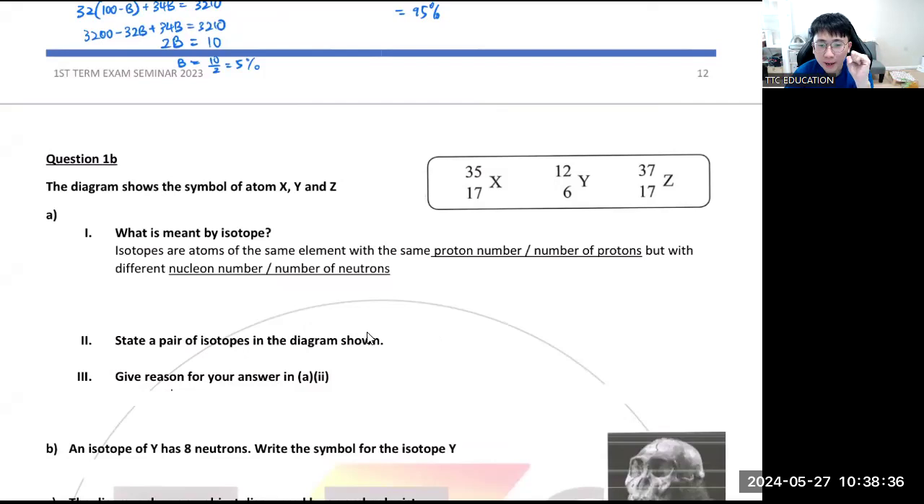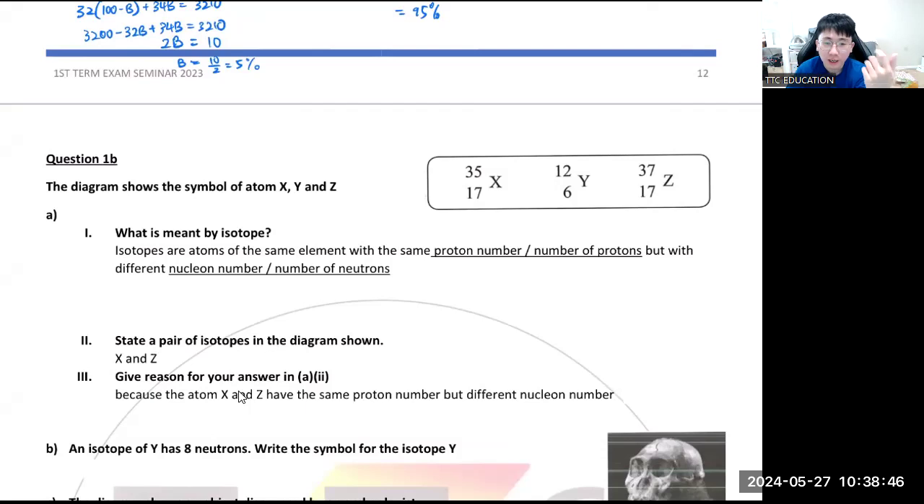Okay, now state the pair again, guys. Which two are isotopes? Same proton number, 17 and 17. So X and Z. But give your reason, state the definition again. So X and Z, because X and Z have the same proton number but different nucleon number.